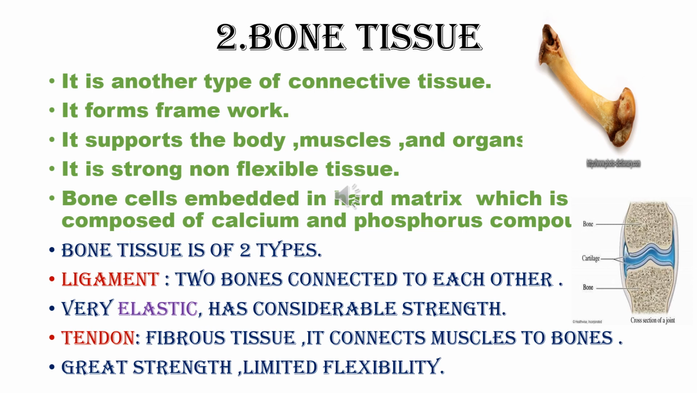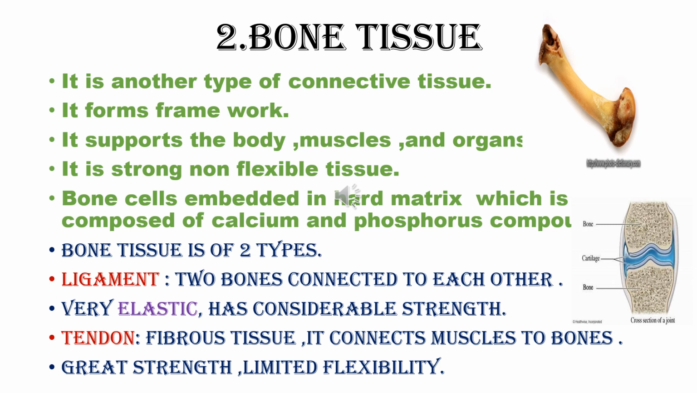The second type of tissue is the bone tissue. It is another type of connective tissue. It forms a framework and also supports the body, muscles and organs. It is a strong and non-flexible tissue. Bone cells are embedded in a hard matrix which is composed of calcium and phosphorus compounds.